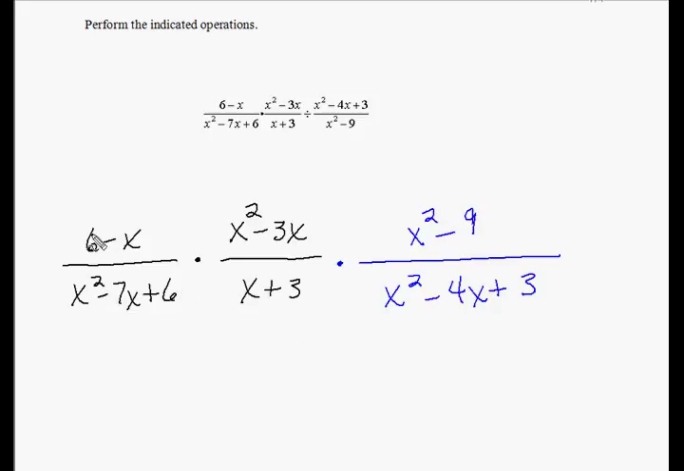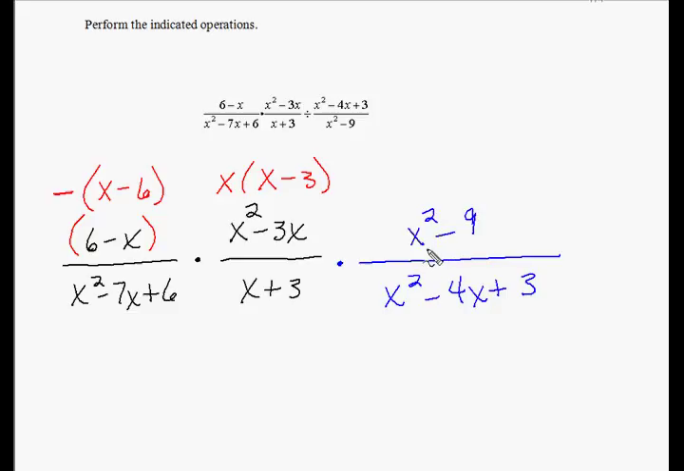6 minus x does not factor, but I'm noticing everywhere else the x squared seems to be coming first. So I'm going to rewrite this as a minus and switch it around, x minus 6. In our next numerator, again to factor, you want to take out what's common. We can take out the x, and that leaves us with an x minus 3.